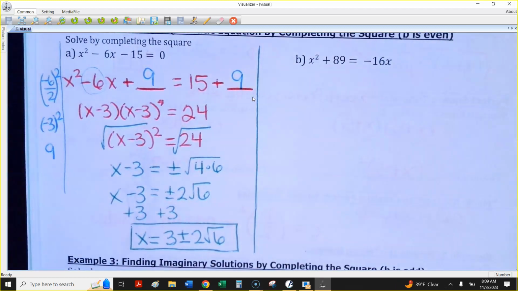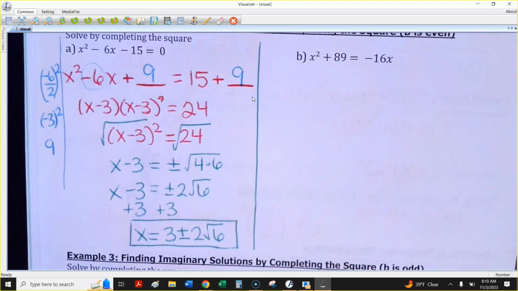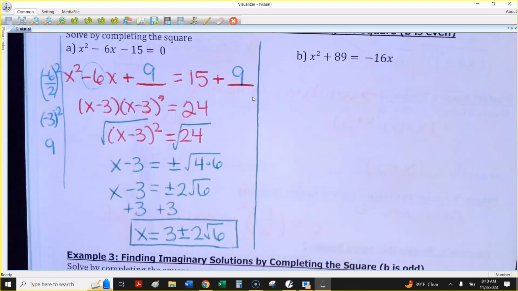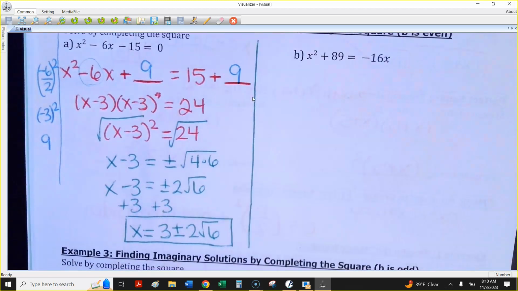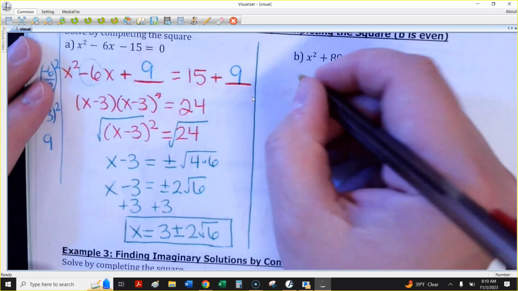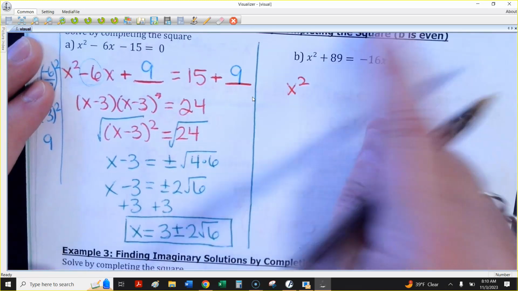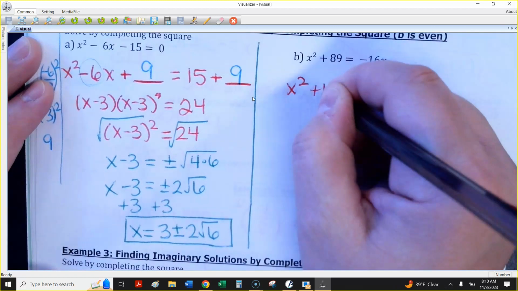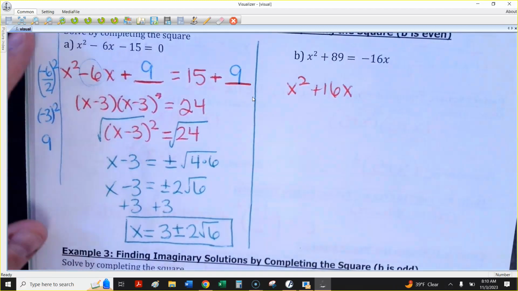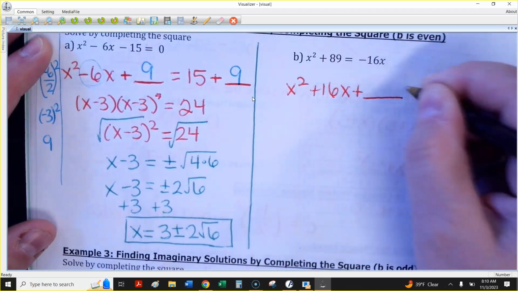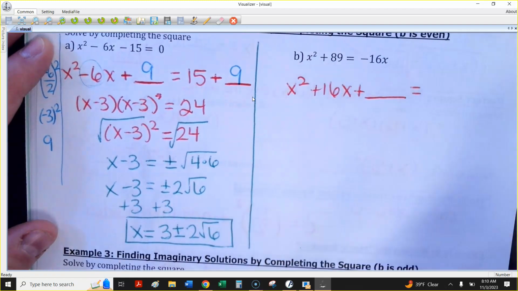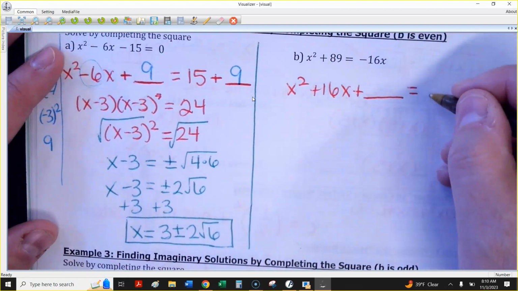All right, now I'm going to do one more with you. So I want the squared term and the x on the same side, and you want your squared term to be positive. So I'm going to just kind of rearrange this a little bit, and I'm going to add the 16x to the same side with the x squared. I'm going to leave a little spot to complete my square, and I'm going to move the 89 to the other side. So that would be negative 89.